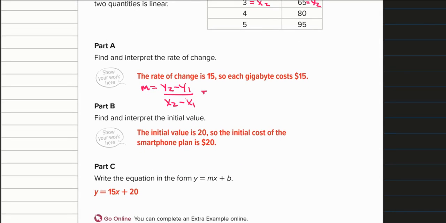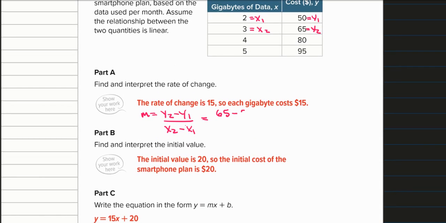That tells us that the equation we're going to use is 65 minus 50 over 2 minus, oops, I did that backwards. Don't flip it. Be careful, don't flip it. We want to do our x2 first, so we're going to do 3 minus 2. That gives us 1. And then we get 15. So our slope equals 15.